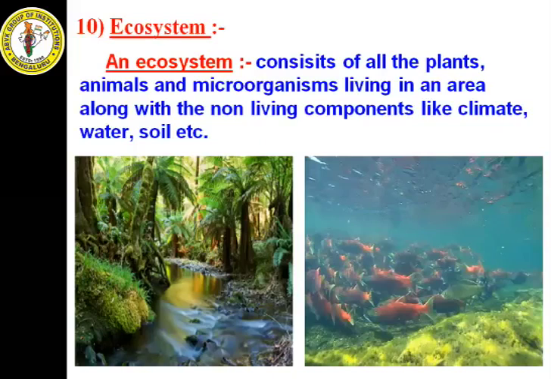Next you have ecosystem. An ecosystem consists of all the plants, animals and microorganisms living in an area along with non-living components like climate, water, soil, etc. There is a difference between biodiversity and ecosystem. Biodiversity involves only the variety of plants, animals and microorganisms, whereas an ecosystem consists of all the plants, animals and microorganisms living in an area along with the non-living components like climate, water, soil, etc. Understood? This is nothing but ecosystem.